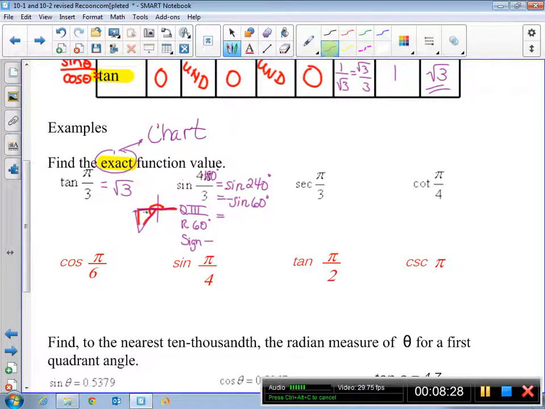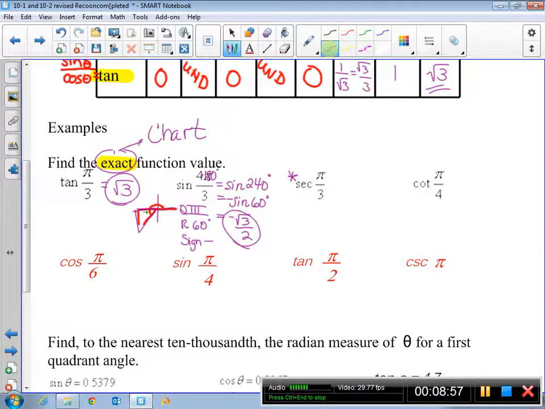Now I know I'm looking at my chart, and the sine of 60 is the square root of 3 over 2. So I have negative square root of 3 over 2. So think about all the steps that you need to do just to do a simple problem like that. You're putting a lot of information together. All right, oh, here's secant. So we didn't do our table for secant and all of the reciprocal functions.